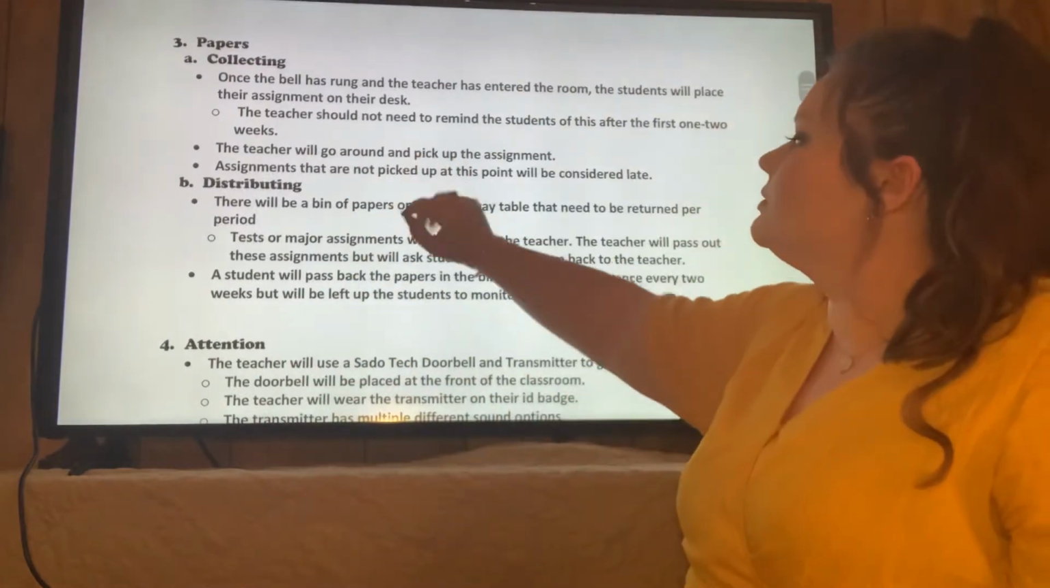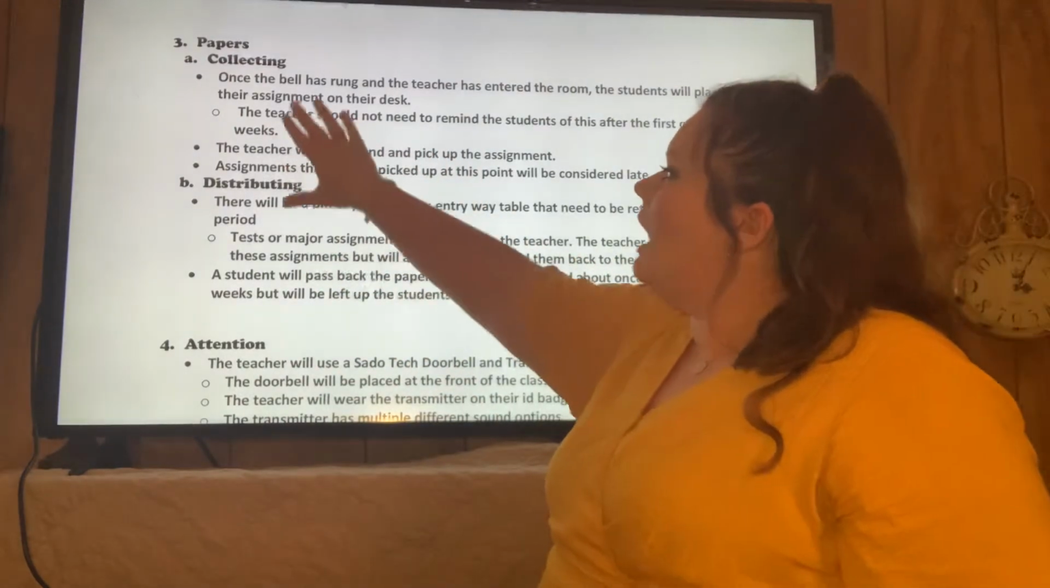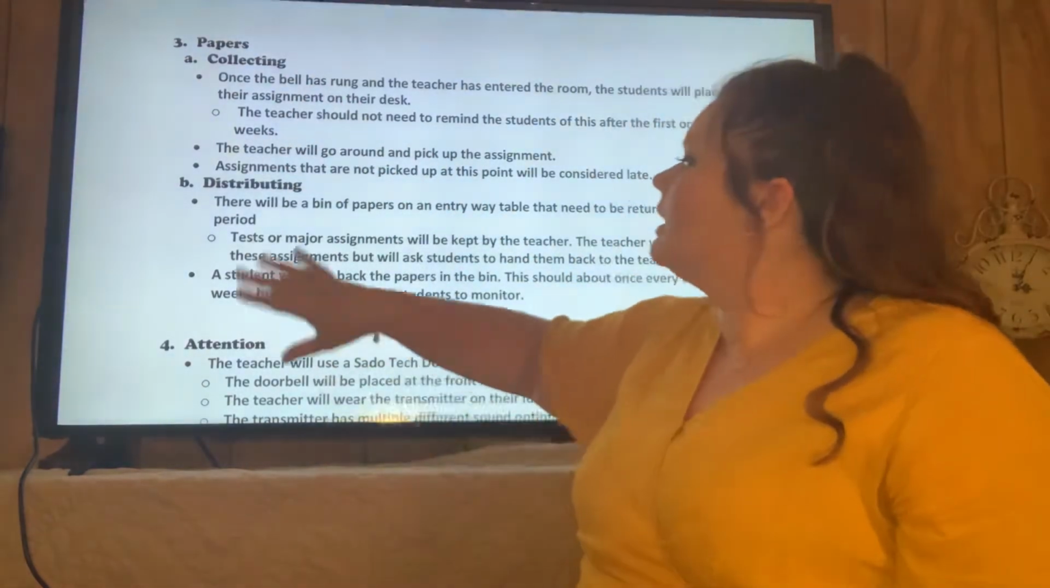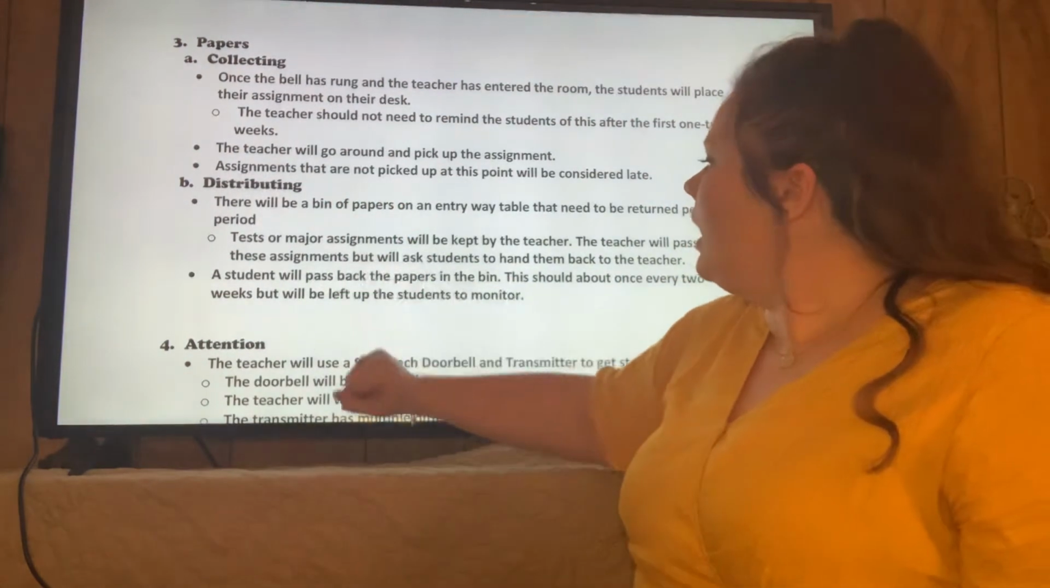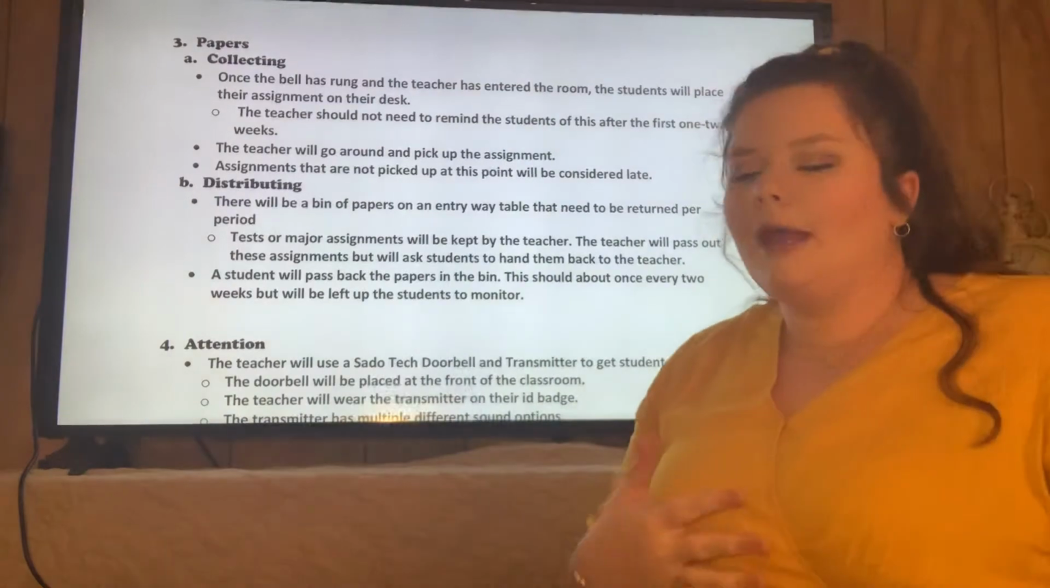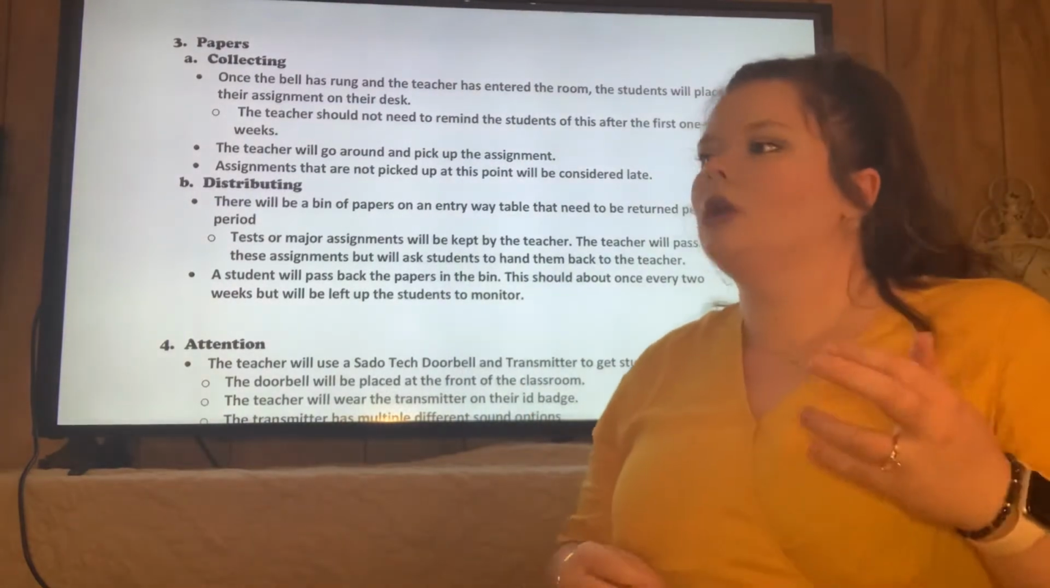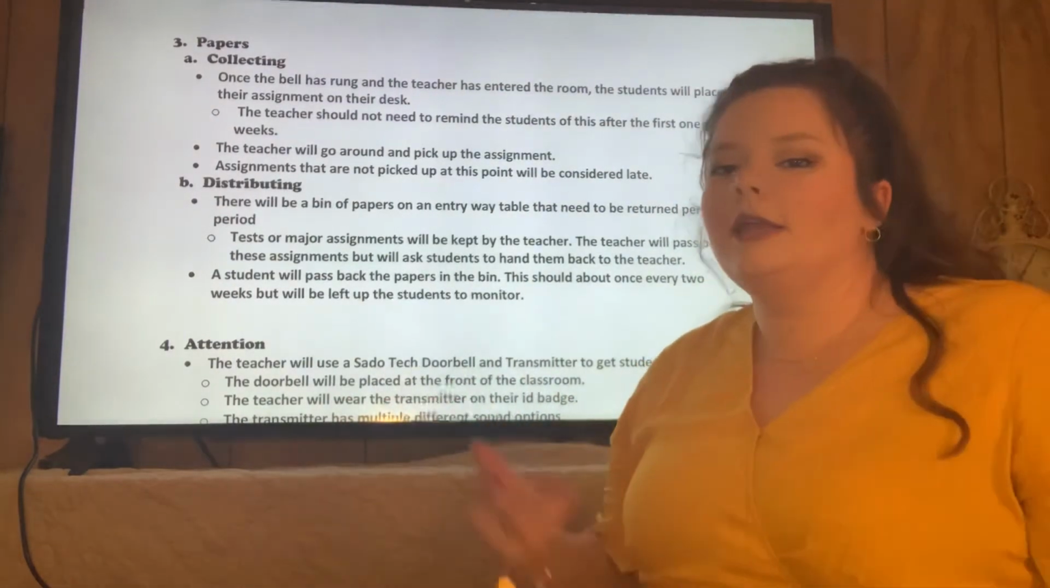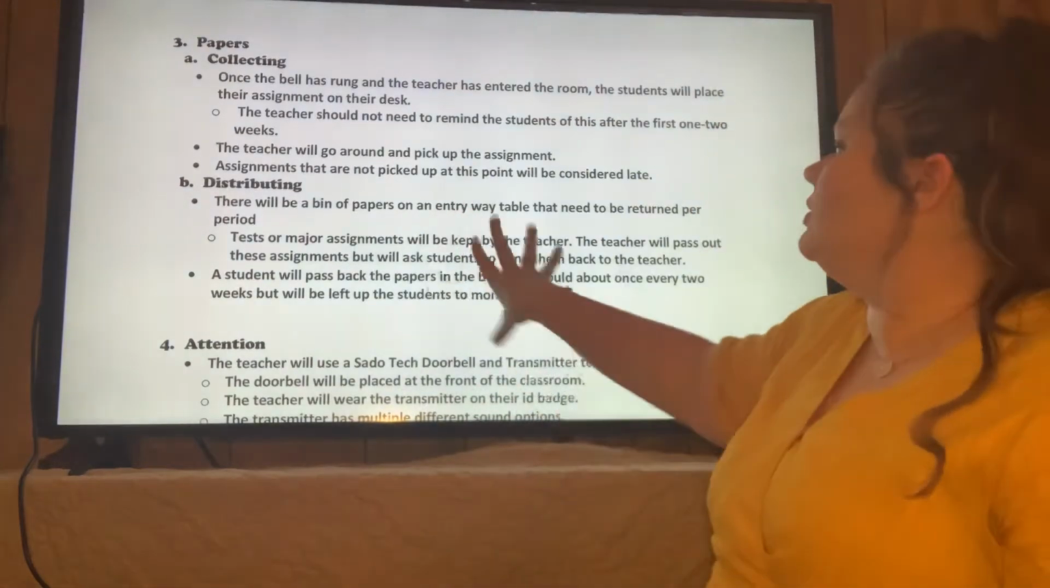Next, I have papers. So this is assignments and how I'm planning on collecting assignments as well as distributing them. So this distribution section is about graded papers as well as handouts or forms or letters or anything that kind of needs to go to the students during each period.